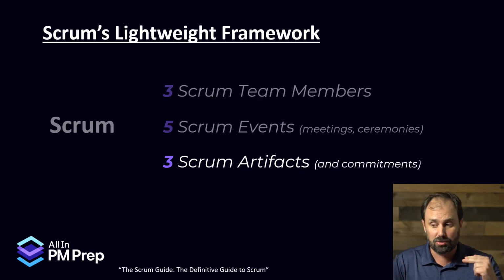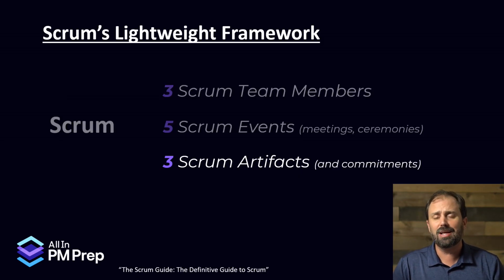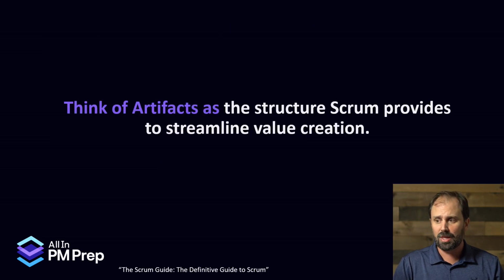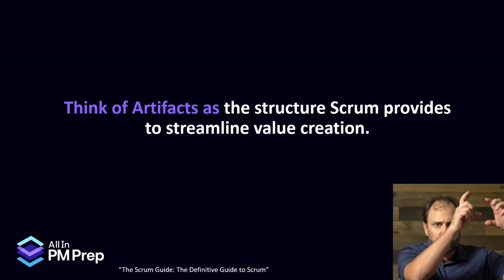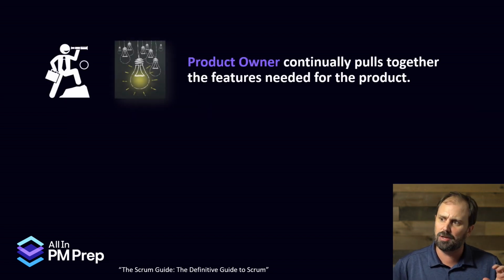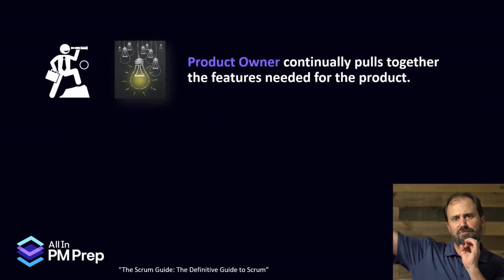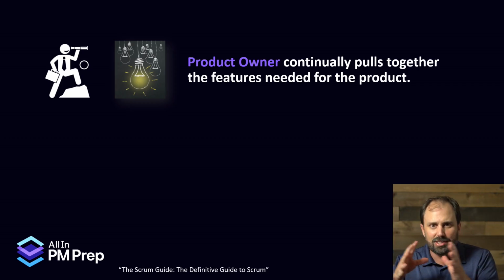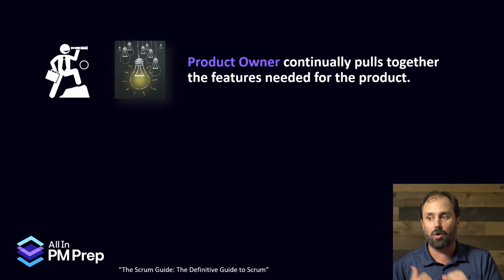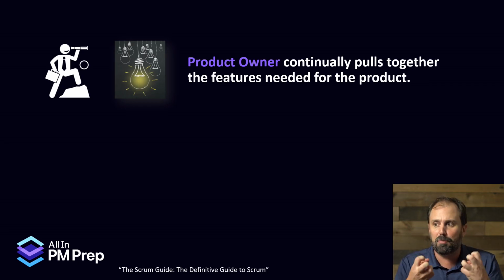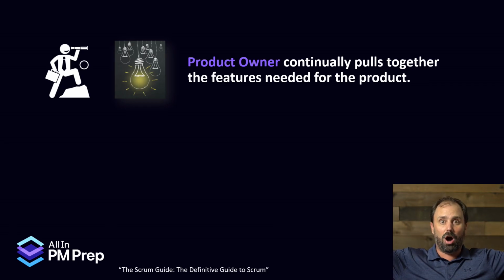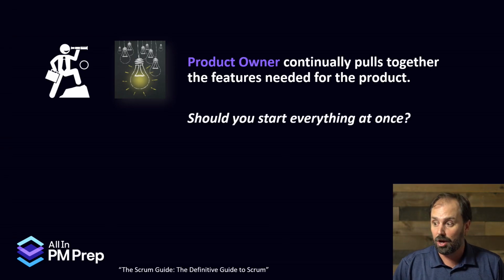Now, we're going to jump down to the bottom. We're going to talk about 3 little Scrum artifacts, okay? Think of artifacts as the structure Scrum provides to streamline value creation, and I'll tell you more. So, think about the product owner, that visionary person looking out there to define what we need to build and in what order so they can get going, right? The product owner is continually pulling the features and ideas needed for the product. You can think about it: whoa, all these ideas stacked up. Should you start everything at once? If you start everything at once, you can't get anything done. So no, we've got that problem.